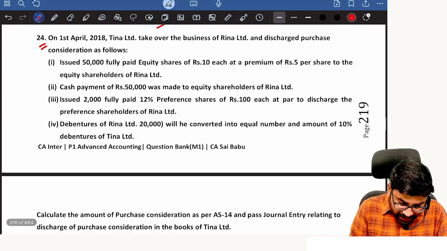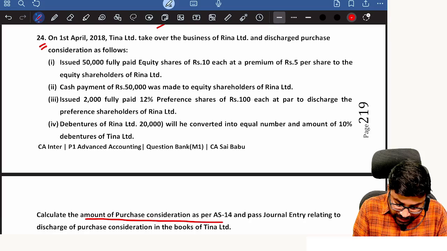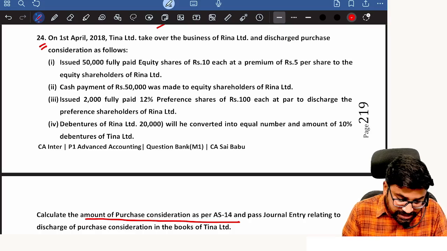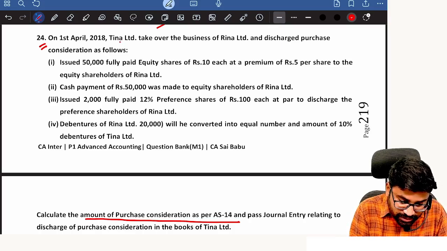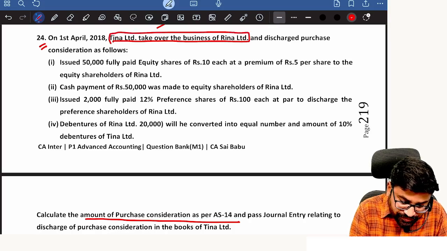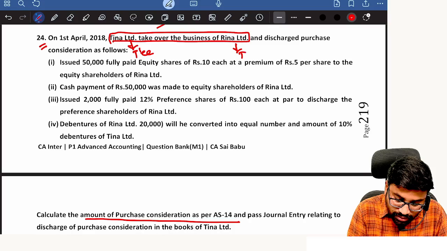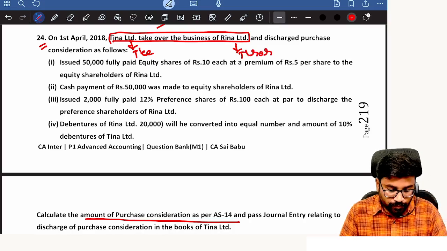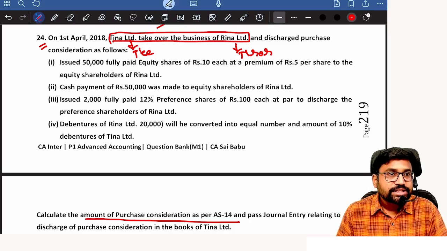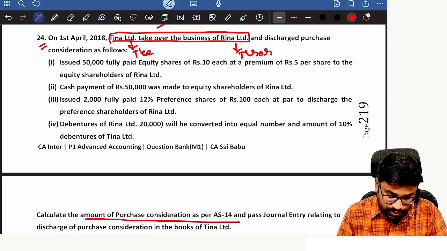So see here, what they are asking: calculate the amount of PC as per AS 14. On 1st April 2018, Tina took over the business of Reena Limited. So which company is transferor? Transferee, who? Tina. Who is transferor? Reena. So Tina took over the business of Reena and discharged purchase consideration as follows.